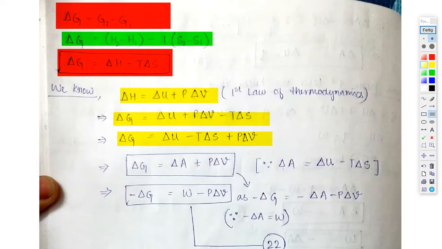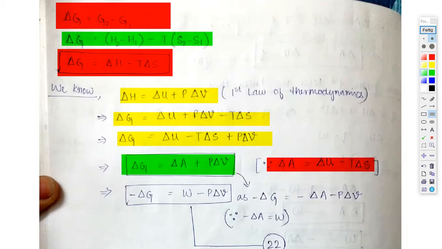So delta G equals delta U minus delta (TS) plus P delta V. Delta U minus delta (TS) equals the Helmholtz energy delta A, and this gives the relation between the Helmholtz function and the Gibbs free energy: the change in Gibbs free energy equals the change in the Helmholtz function plus P delta V.